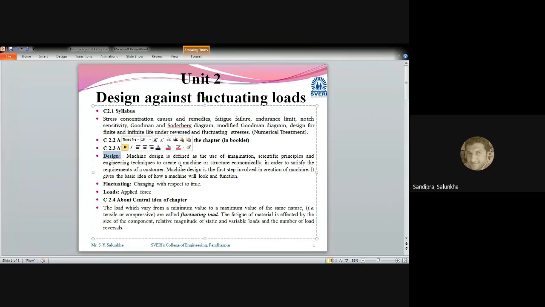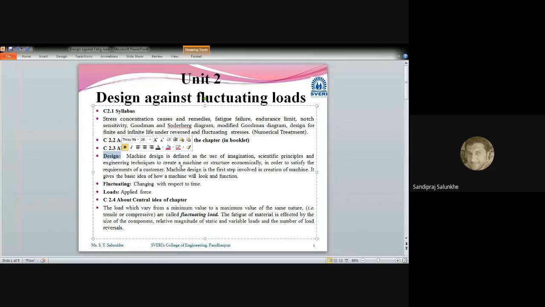Now the second word is fluctuating. Fluctuating is nothing but changing with respect to time. We use the word fluctuating related to force or load, but in general it means it is changing with respect to time. It fluctuates, but it doesn't mean that once it gets changed, it doesn't come back to where it has been changed from. It may be possible that it comes back to the point where it started the change. That we are going to call fluctuating.